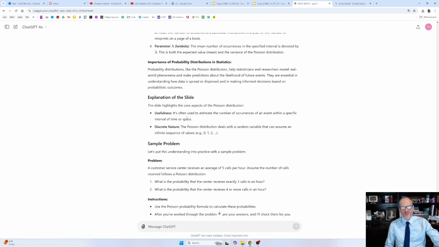Importance of probability distributions in statistics. Probability distributions like the Poisson distribution help statisticians and researchers. I just like reading about this to remind myself and you.